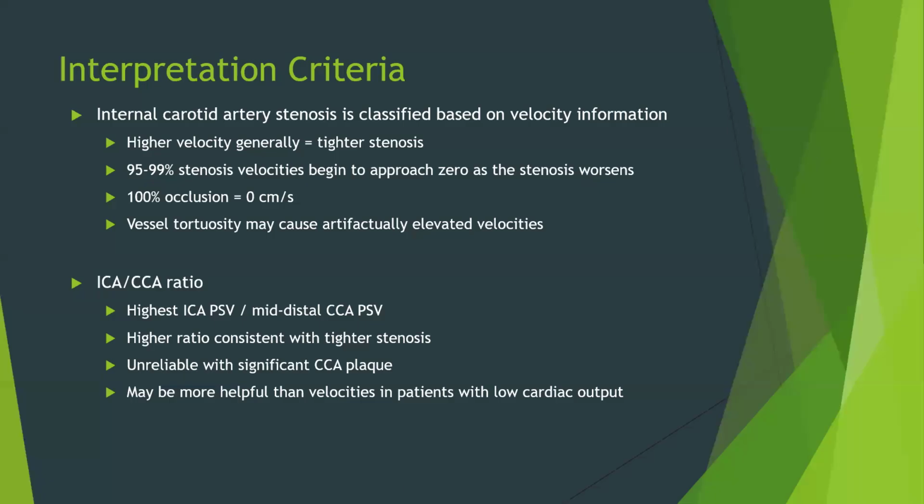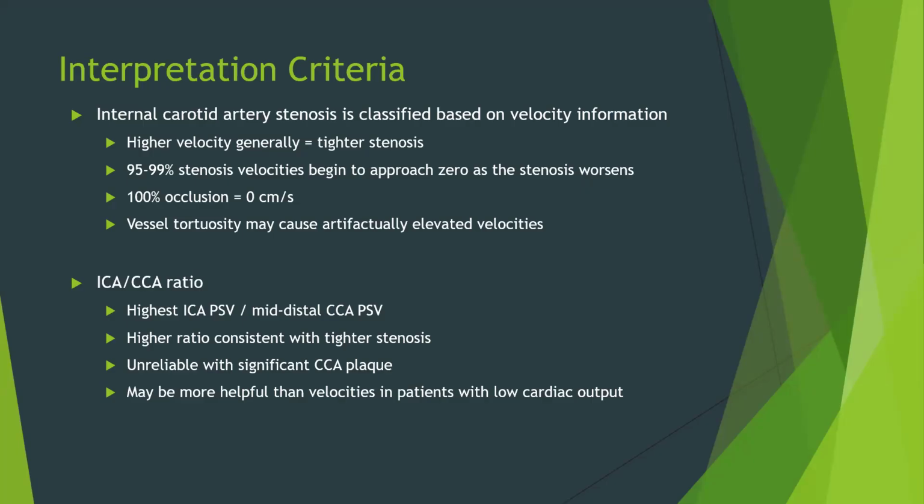The higher the ratio is usually consistent with a tighter stenosis. So if our ICA is high and our mid CCA is pretty low and we get like a 3.0 ratio, that's consistent with a stenosis, most likely. But again, it's important to visualize plaque with those higher velocities in the ICA.